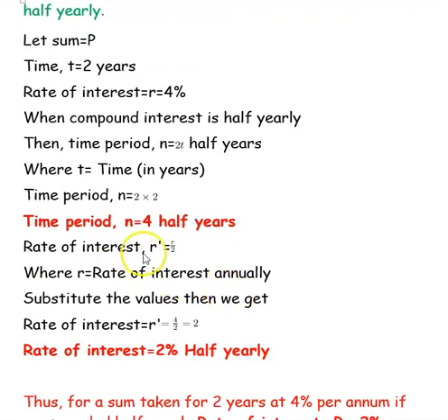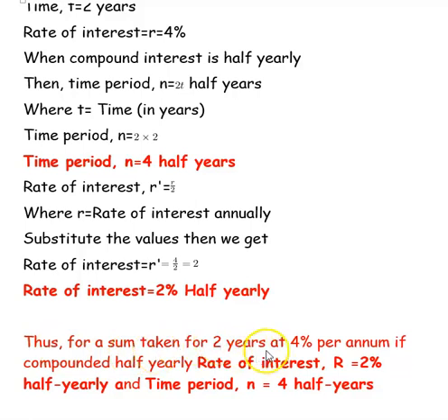The rate of interest will be halved, that is, divided by 2. Here the rate of interest is given as 4%. So the new rate of interest will be 4 divided by 2, that is 2% half yearly. Thus for a sum taken for 2 years at 4% per annum, if compounded half yearly, the rate of interest will become half, 2%, and the time period will be double, 4 half years.